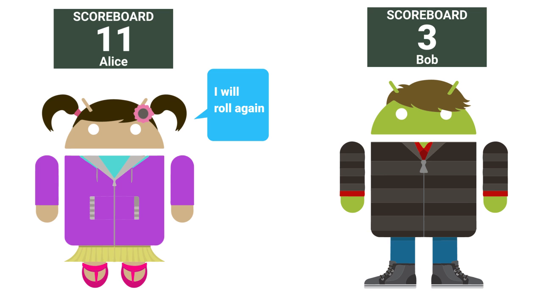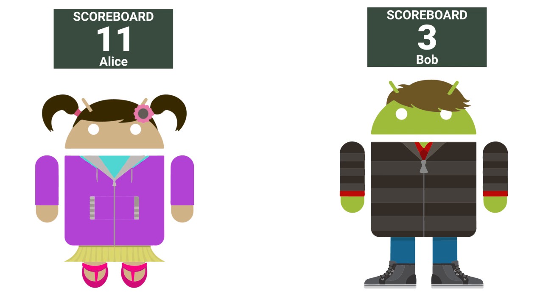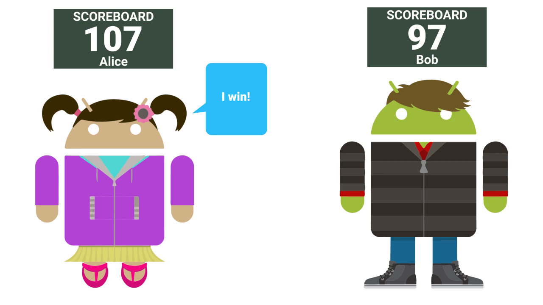Now, Alice begins her second turn and rolls a 4. She decides to roll again, but unfortunately rolls a 1. That means her current turn automatically ends with no points. Alice and Bob carry on with their turns until one of them reaches 100 or more.